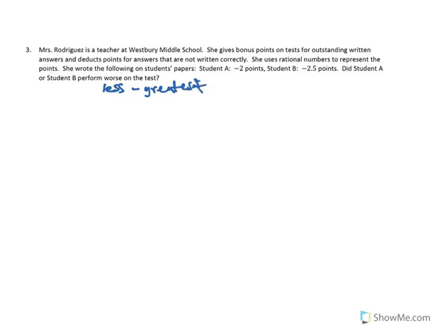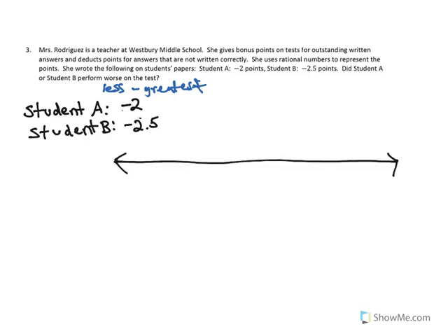All right, let's start with what we did before, and let's pull out our information. We know that student A received a -2, and student B received -2.5. We wanted to find out which one did the worst, or which one did the greatest. We're going to start with a number line. All right, here's our number line.